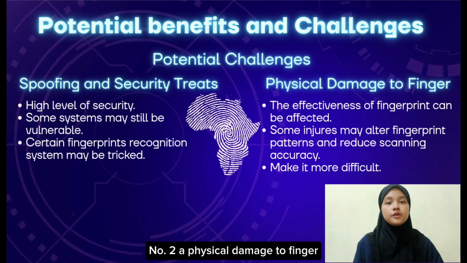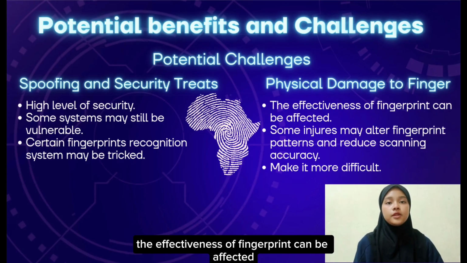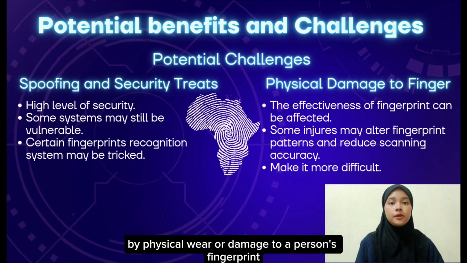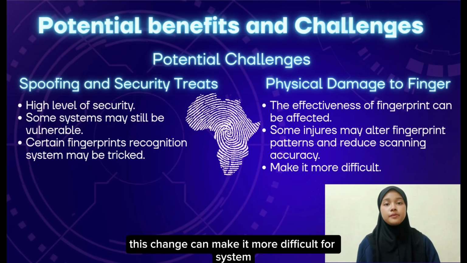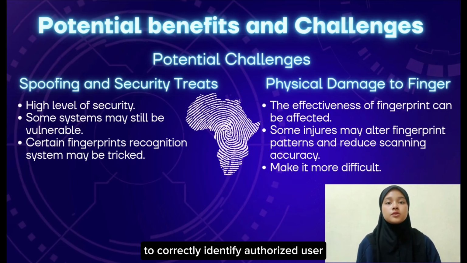Number 2, physical damage to the finger. The effectiveness of fingerprints can be affected by physical wear or damage to a person's fingerprint. Injuries such as cuts, burns, or scars may alter the fingerprint and reduce scanning accuracy. This change can make it more difficult for the system to correctly identify authorized users.